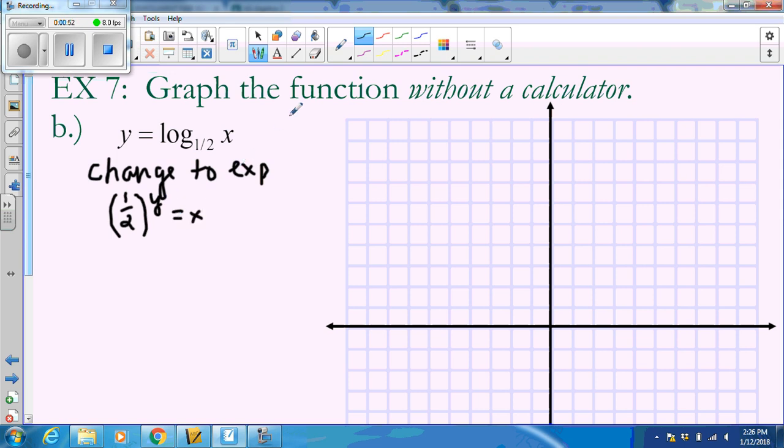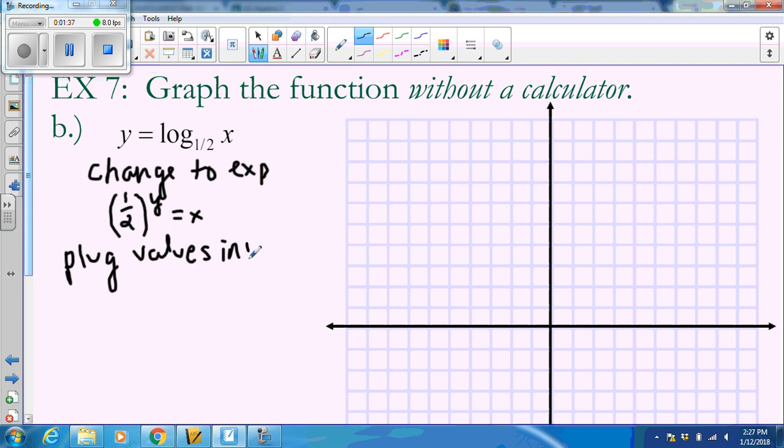Now, we are not doing the inverse, so do not switch your x and y values. Another thing is make sure your y is the exponent. If our exponent was x, we would actually be graphing an exponential function and not a logarithm. So make sure you make note on your note packet, whatever you're writing on, that your exponent is always y when you're graphing logarithmic functions. Now, because we changed it into exponent form and our exponent is y, we're actually going to plug in values into y, and then we'll solve for our x.